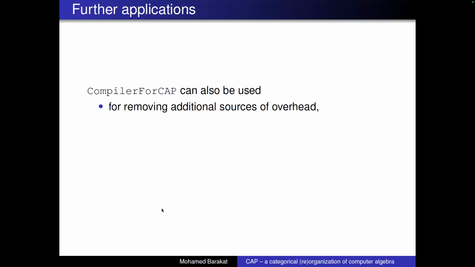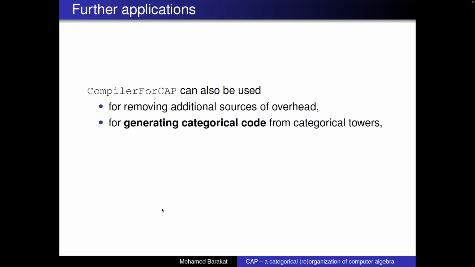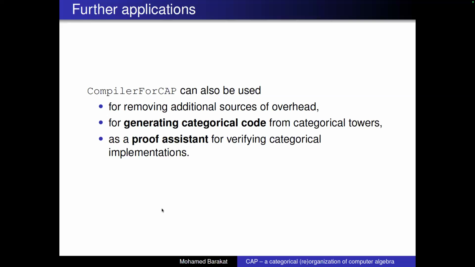So the compiler can also be used for removing additional sources of overhead. You see a lot of crap code inside when you really look at what's happening. And for generating categorical code that I didn't tell you about, and as a simple-minded proof assistant for verifying categorical implementations, which I just mentioned in passing.